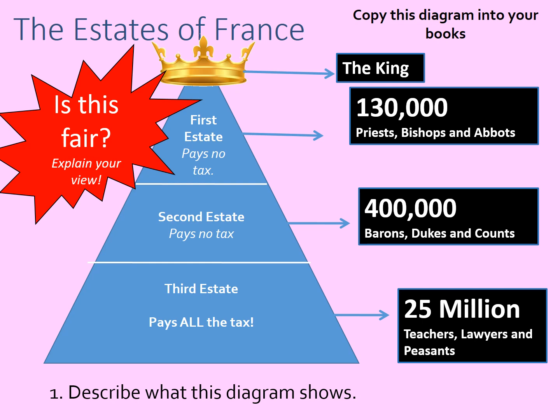So hopefully we've identified that there is a lot of inequality in France at this time. So the 25 million people down the bottom have to pay all of the tax, despite the fact that they're not the richest people. Now, some of these people would have been quite able to afford these taxes, so fair enough. Others, though, like the peasants and many others, would hardly have had the money to support themselves, let alone pay tax on top of that.